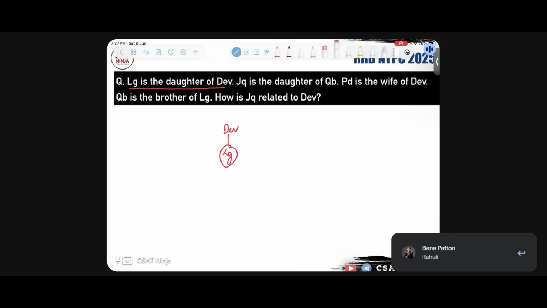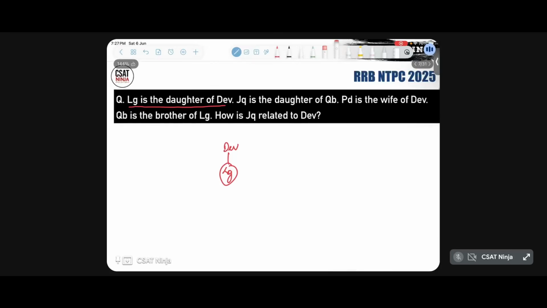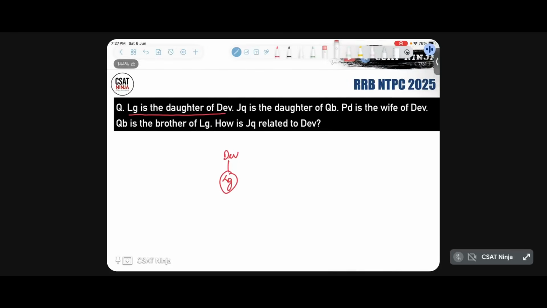Yeah, Rahul can be male as well. They may confuse you with the names, so don't get carried away by the names. Now let's get back to the question.